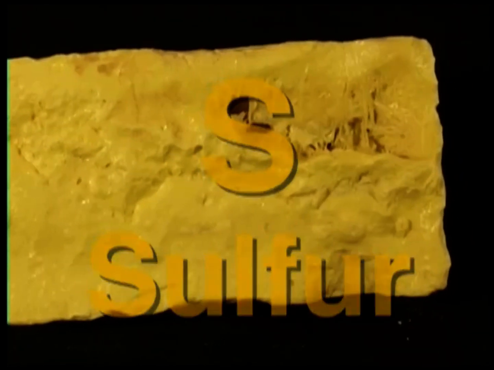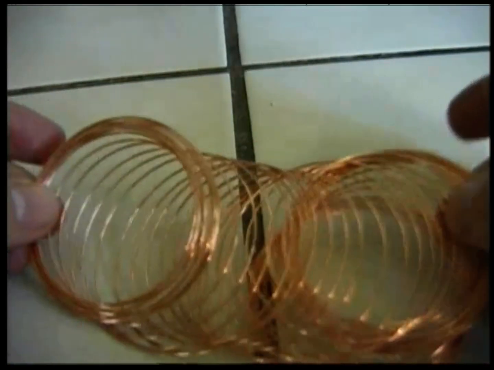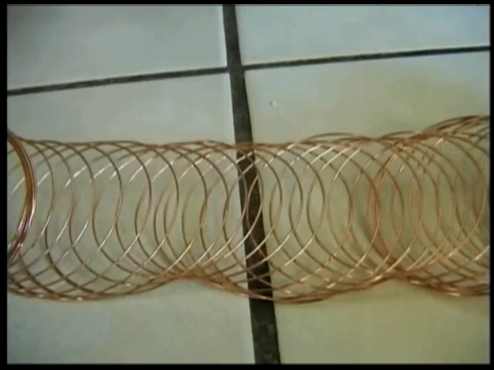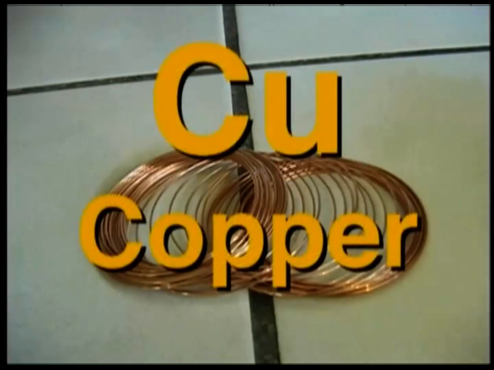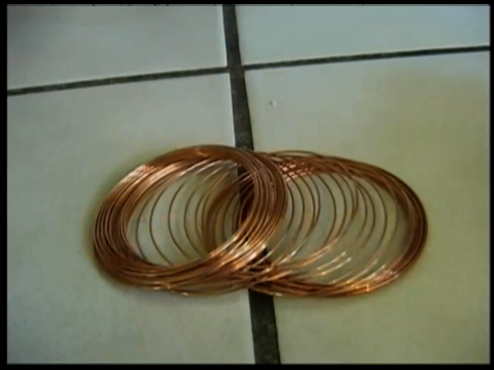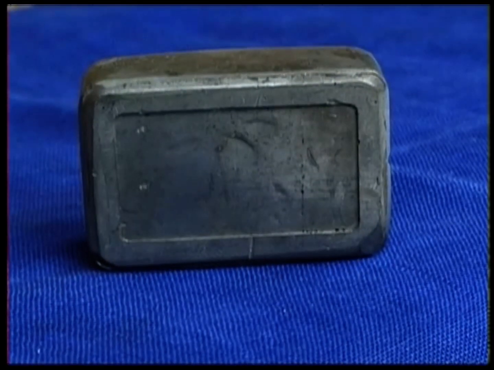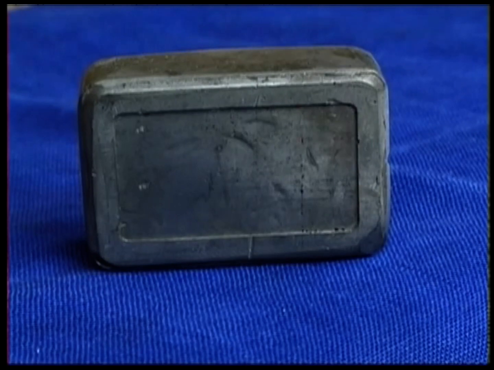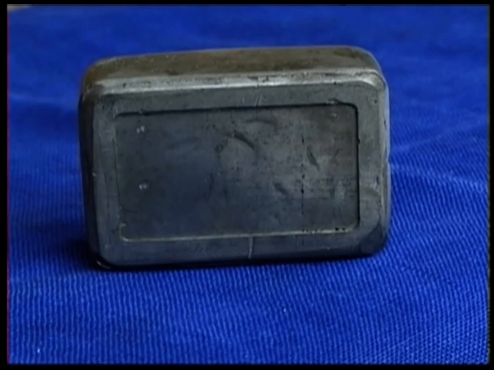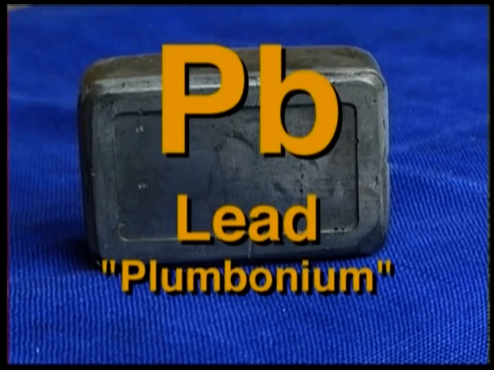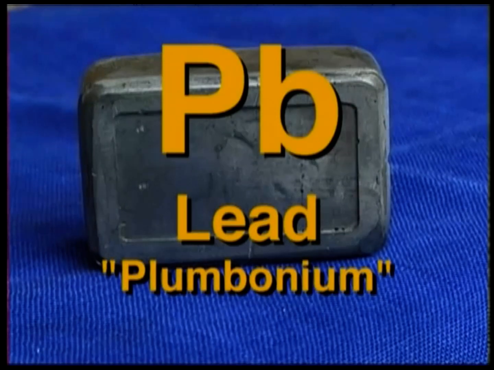Sometimes two letters are used. Such is the case with copper, symbolized by the two letters capital C and small u. Sometimes the chemical symbols are derived from the Latin word for the element, as is the case with lead, which has the chemical symbol Pb from the word plumbum.